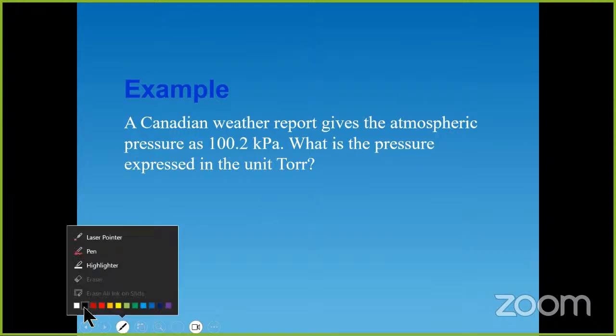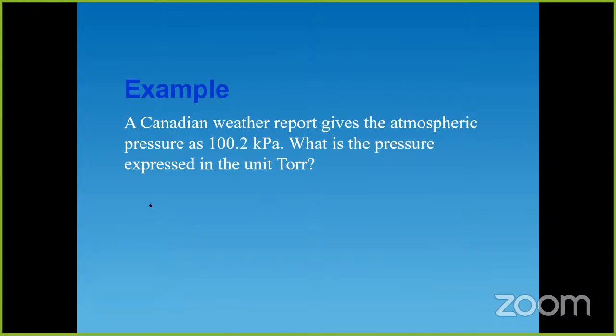Of course, it's a simple conversion exercise, very similar to what you're accustomed to. You start off with 100.2 kilopascals, and then you have to multiply by the appropriate conversion factor. Now remember, the relationship between the torr unit and the kilopascal unit is that 760 torr is equal to 101.325 kilopascals. And that's it. All you have to do now is the number crunching.